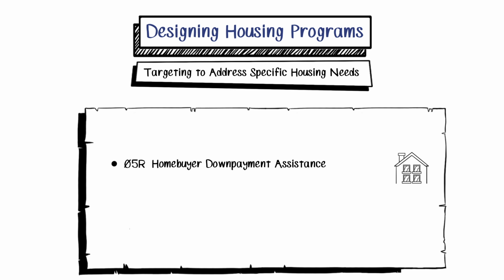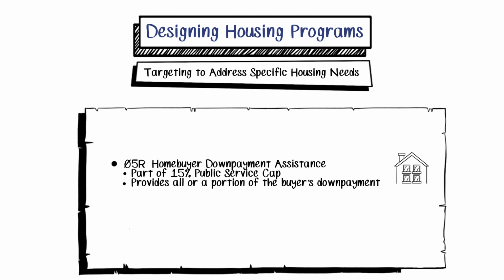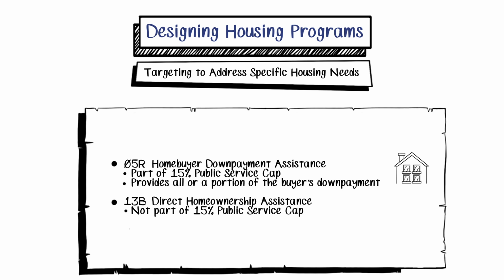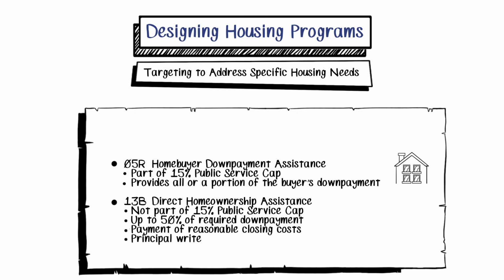Home ownership assistance may be provided as a public service, where the home buyer receives down payment assistance from CDBG public service funds. This grant or loan of CDBG funds may subsidize all or a portion of the home buyer's down payment. Alternatively, direct home ownership assistance may be provided for up to 50% of the required down payment, for reasonable closing costs, and/or for principal write-down in order to make the housing more affordable.